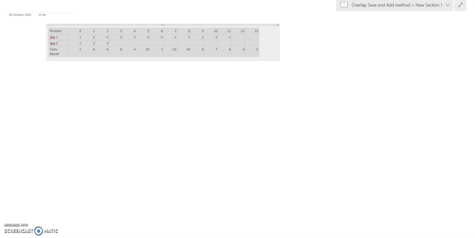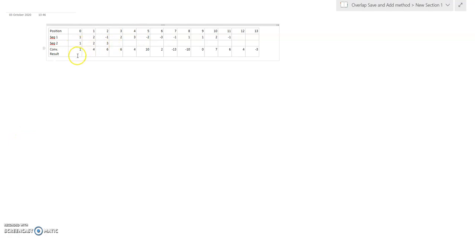You have a sequence of length 12. You can see that this particular sequence 1 is of length 12, and it will be from position 0 to 11: 1, 2, -1, 2, 3, -2, -3, -1, 1, 1, 2, -1. This is sequence 1, and you are expecting it to be convolved with another sequence, highlighted as sequence 2, which is of length 3.